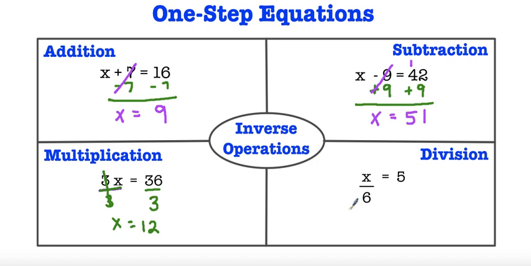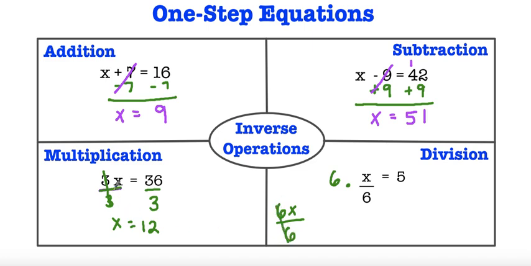And here I have a division problem, so x divided by 6 is equal to 5. So I know a value divided by 6 is equal to 5. So what I'm going to do is the inverse operation, which is multiplication. We're going to multiply by 6. And if I multiply by 6, I end up with 6x over 6.